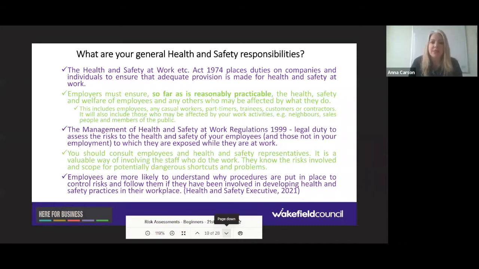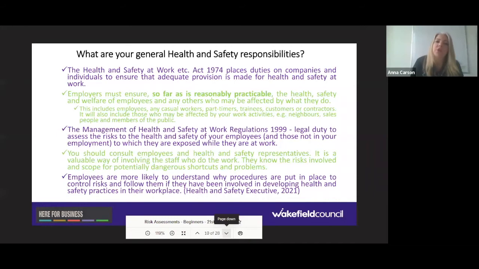Or if you work out on site, people in other businesses, etc. Now, the actual requirement for a risk assessment is under the Management of Health and Safety at Work Regulations 1999. So here is the legal duty to assess the risks to the health and safety of your employees and those not in your employment, as we've already mentioned, to which they are exposed while they are at work or whilst you're carrying out your work activity.